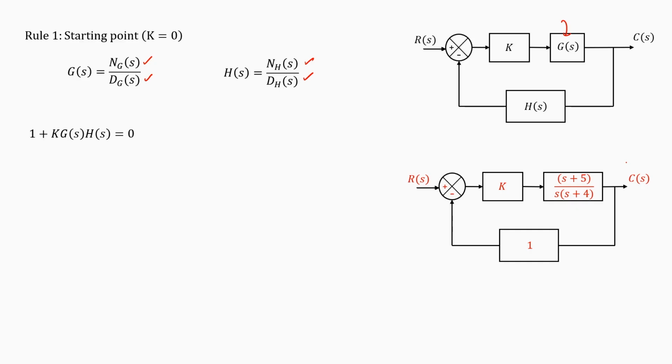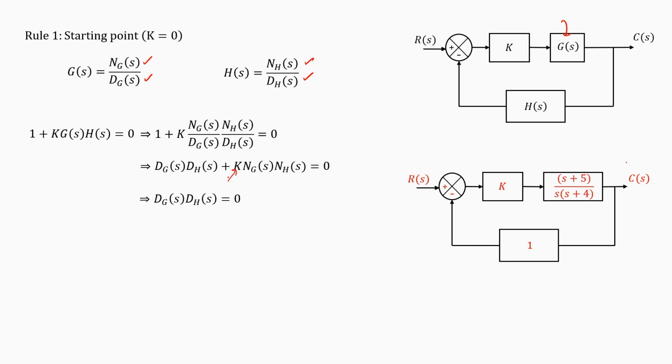In that case 1 plus K G H equal to 0 will be something like this, where I multiply both sides by DG into DH. So this is what I get, but K equal to 0, so we get DG into DH equal to 0. What are the points which are the starting points? The roots of DG and DH multiplied. What is DG into DH? DG is the denominator of G and DH is the denominator of H. So these are the open loop poles of the system.